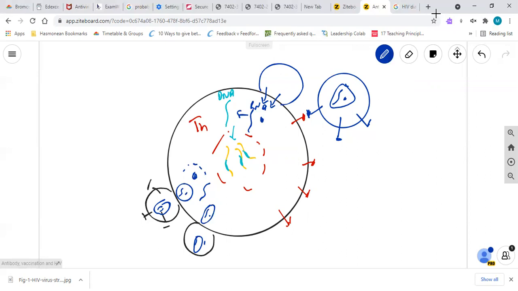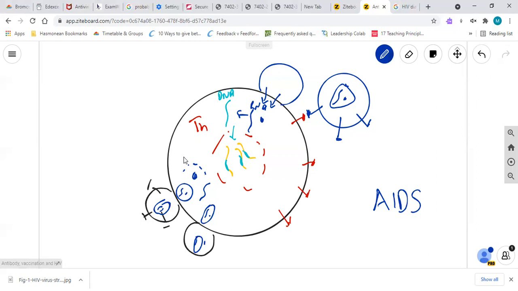But there comes a point at which the replication is really, really fast, and it starts to destroy the T helper cells. And once the T helper cells are getting destroyed in large amounts, the person's immune system becomes very, very, very low, and we say that they have AIDS. What does it mean if they have AIDS? It means they don't have many T helper cells, and therefore they are prone to opportunistic infections, which are other infections that will kill them. And it's because of the fact that the T helper cells have become infected and then destroyed.